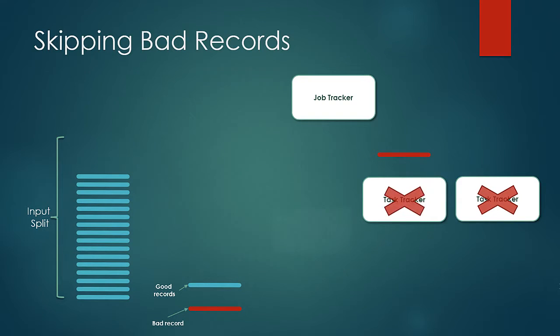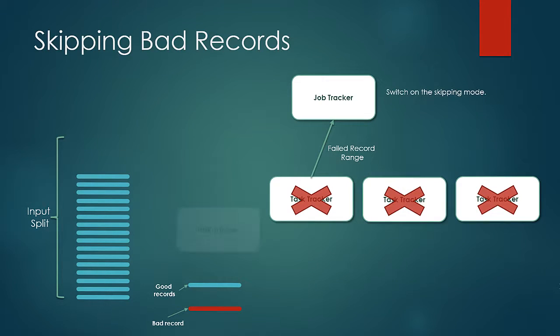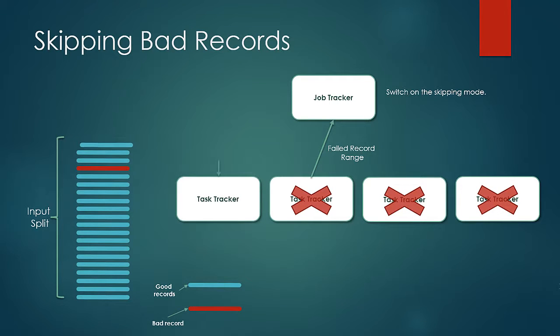And again the job tracker spawns the task on a new task tracker. This task would again process the good records, and when it fails, it sends the record on which it has failed, and skipping mode is enabled by the job tracker. Now on the fourth attempt, the task processes the good records, and when it reaches the bad record, it would skip it, try the next record, and continue processing. So there are 3 failures before the skipping mode is enabled.